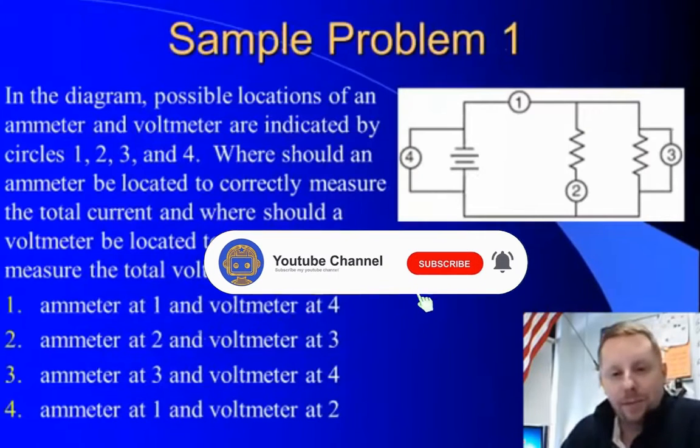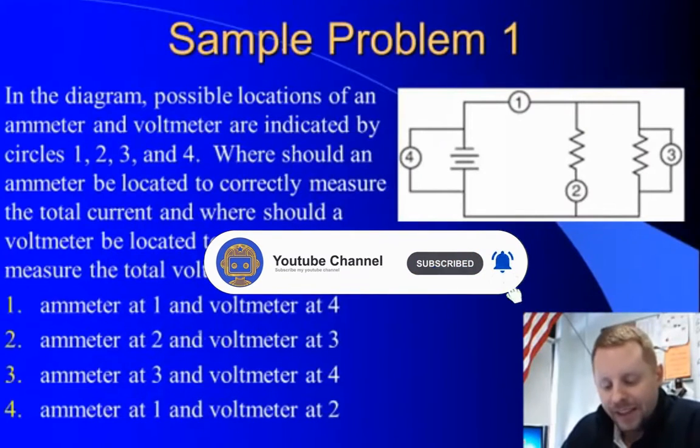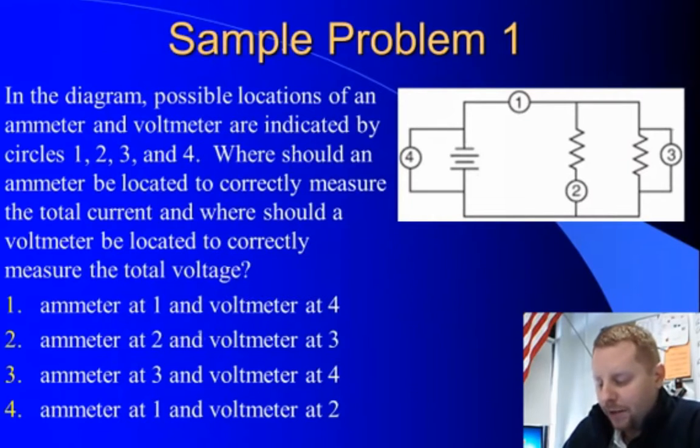Let's take a look at some sample problems to see how this really works. In the diagram, possible locations of an ammeter and voltmeter are indicated by those numbers 1, 2, 3, and 4. Where should an ammeter be located to correctly measure the total current, and where should a voltmeter be located to correctly measure the total voltage?